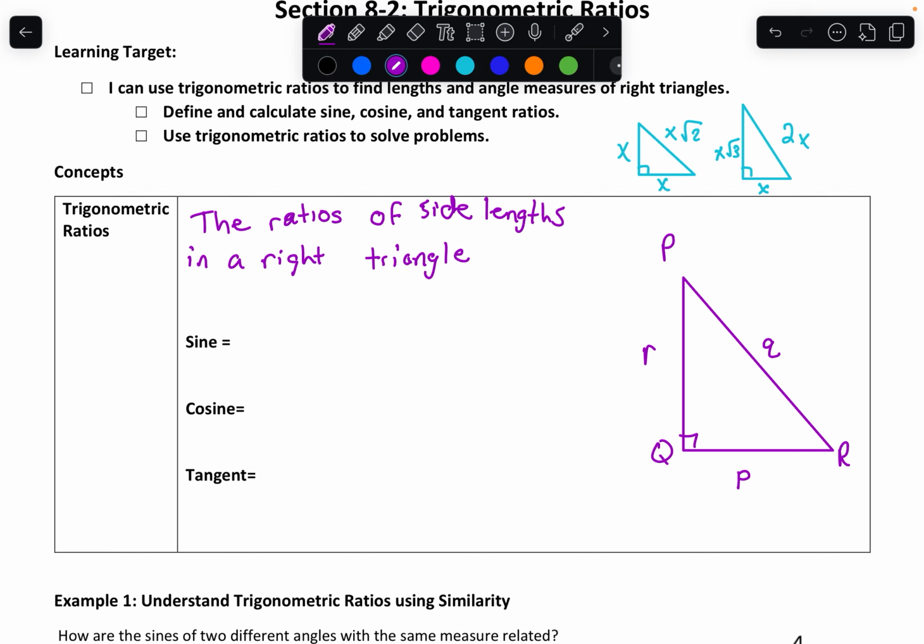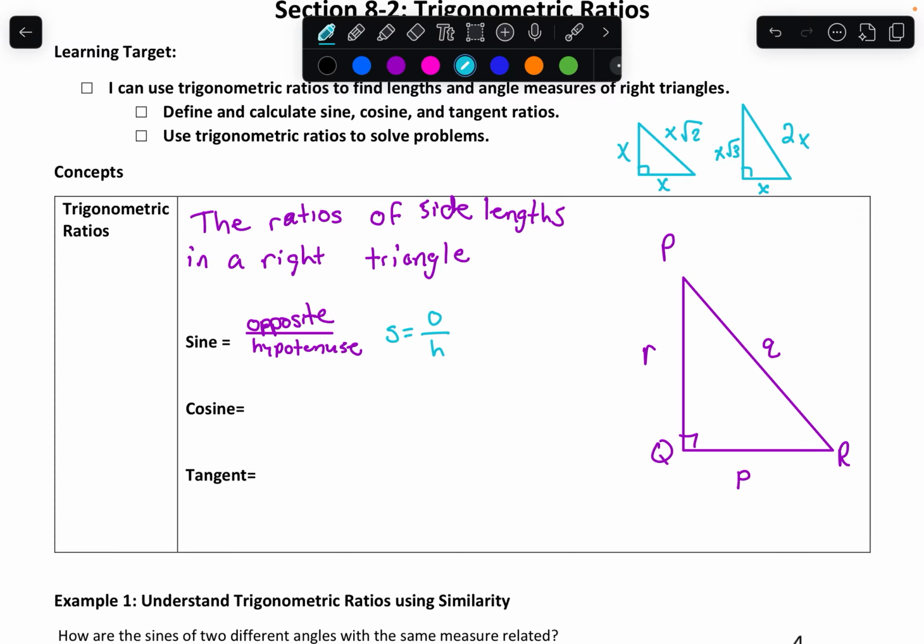So the first one, we call this sine. Sine is the relationship between the opposite and the hypotenuse in a right triangle, and we represent it as a fraction. I can also abbreviate it. I tend to abbreviate it so that I can memorize better. Sine equals opposite over hypotenuse can be abbreviated as S equals O over H.